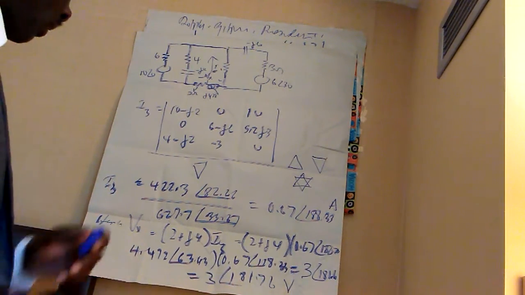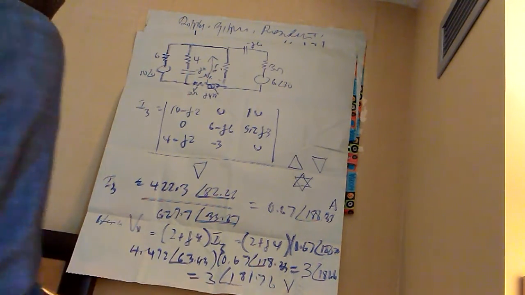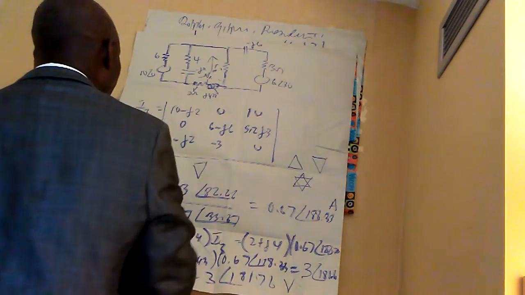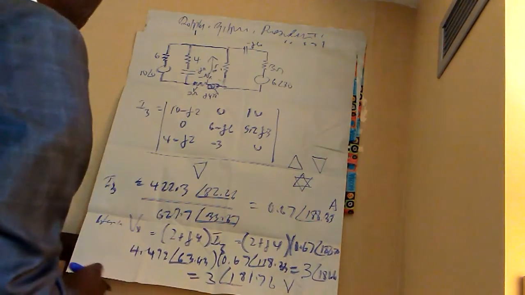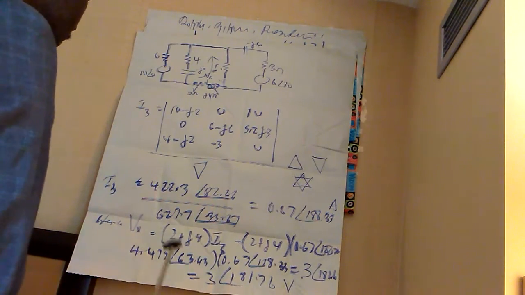Okay then, so that concludes our determining I1, I2, and I3, and our Vx, and the powers S1, S2, and S3 associated with them, the complex power.